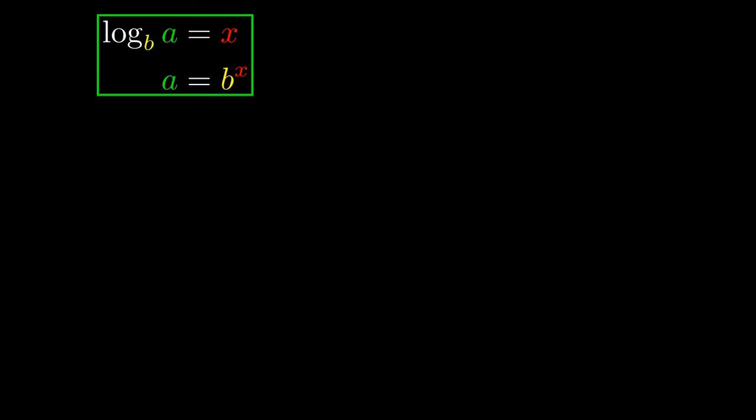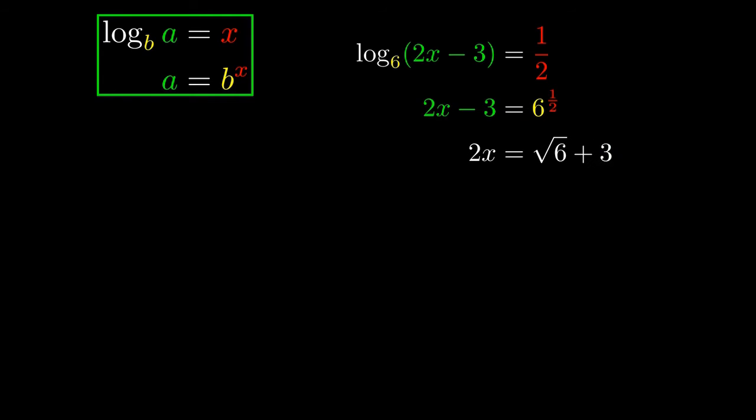Now the particulars of our question. We have log base 6, 2x minus 3 equals 1/2. And I'm just going to change that to exponential form. 2x minus 3 is 6 to the power 1/2. I'm going to rewrite the power 1/2 as the square root sign, add 3 to both sides, and we divide by 2, and there's our x.